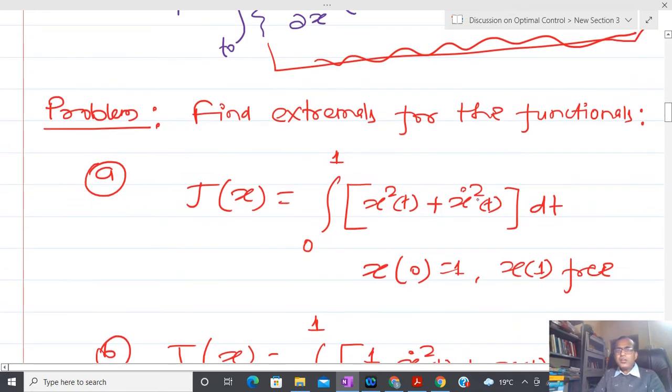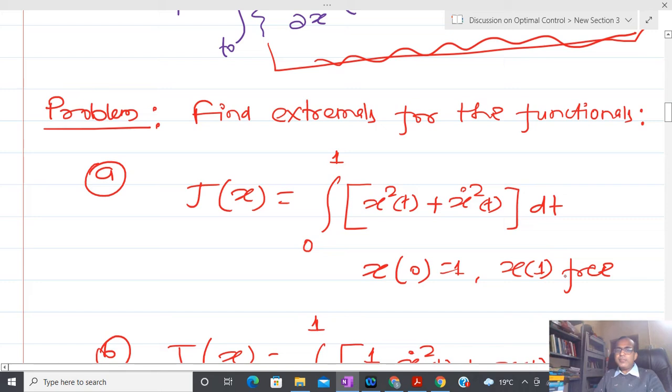Okay, now let us come to the question. Here you can see that I have this kind of functional, and after that x0 equal to 1 is given, and x1 is free, that is given. So now could you please comment on what quantity is given to me and what quantity is not given to me, and what kind of variation comes into the picture?